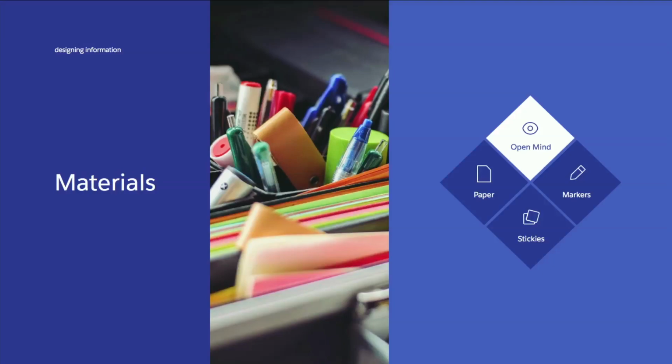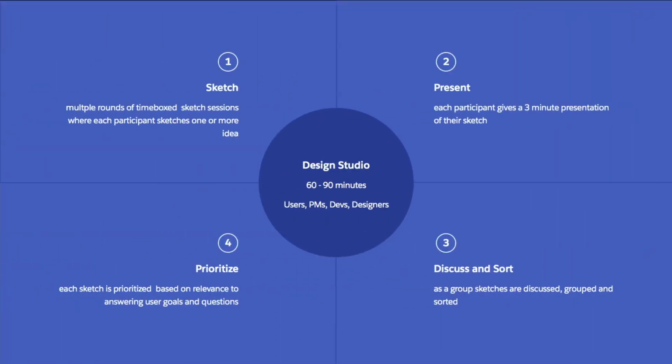And for design studios, you just need some simple materials, paper, markers, yellow Post-its, and you get people in a room. We do these in about 90 minutes. Time boxing is really important. But we go through a 4-step process in which we sketch, we present the ideas back to each other, we prioritize ideas, and we design and sort. And if you think, oh, I'm not a designer, I can't really sketch, or my stakeholders aren't going to want to sketch ideas, it's really not about the quality of the sketches.